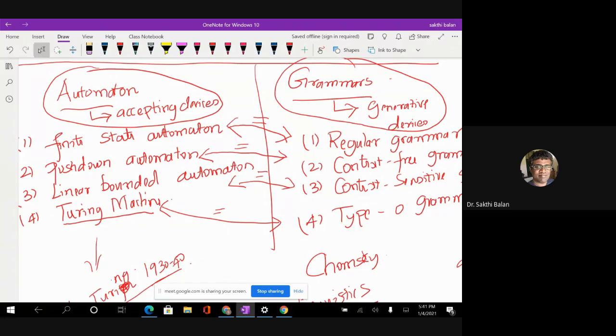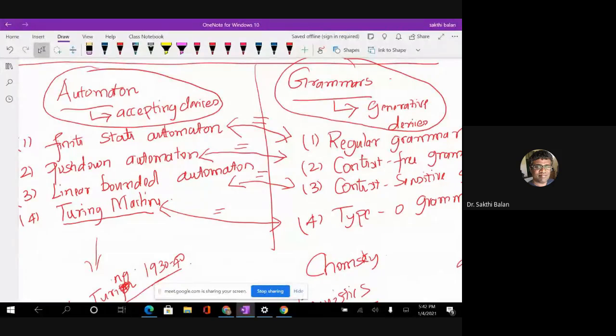And when I talk about the languages accepted by the finite state automaton, it means the power of the finite state automaton. Okay, so what is the power of the finite state automaton? What is the power of the push-down automaton? When I say the power of the automaton, it means what is the set of languages it accepts and what is the set of languages it doesn't accept, right?